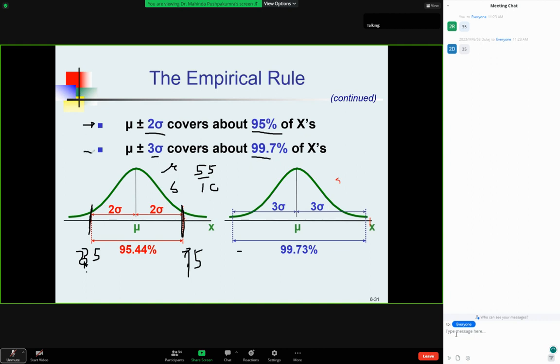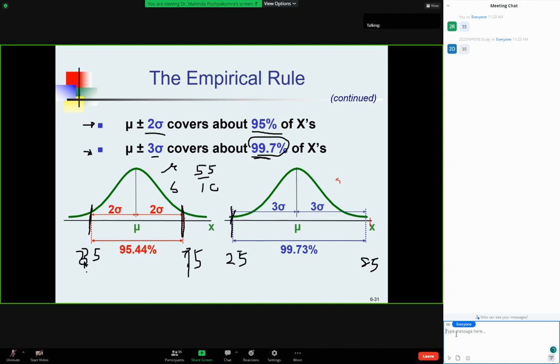As well as that, within three standard deviations there are 99.7% of observations. Then what is the value here? This should be 55 minus 30, that means 25. Here it should be 85. If the distribution is normally distributed, nearly 100% of observations are within three standard deviations from the mean.